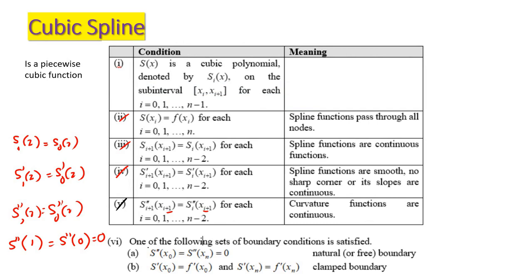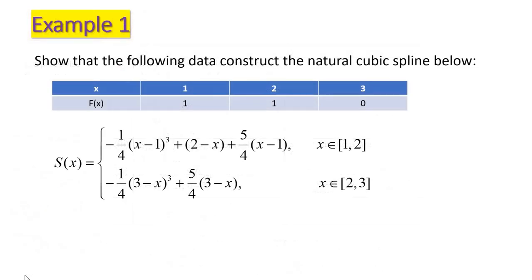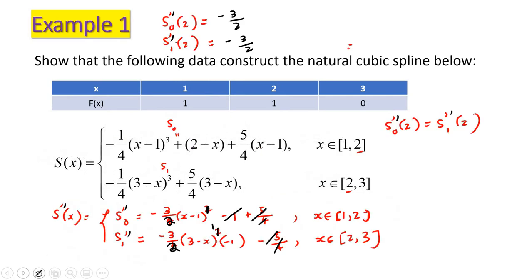Number 6 is S double prime at the starting point. It means that at both boundary points, this starting point and this ending point, S double prime must be equal to 0. Let's look at our second derivative. We find S double prime not at the starting point, which is 1. You put it in this function, S double prime not. So when x equals 1, 1 minus 1 is 0.